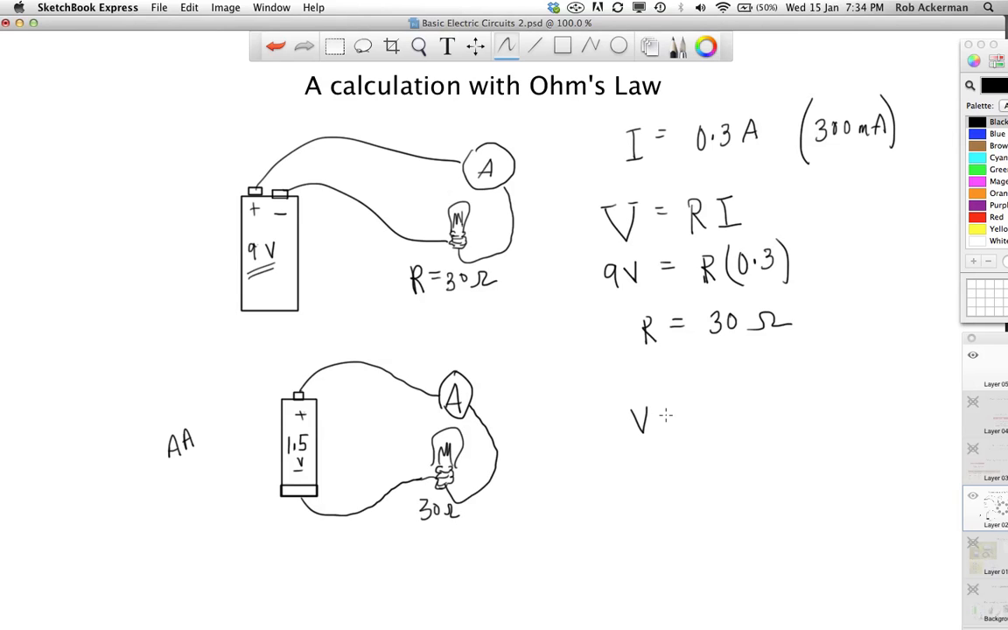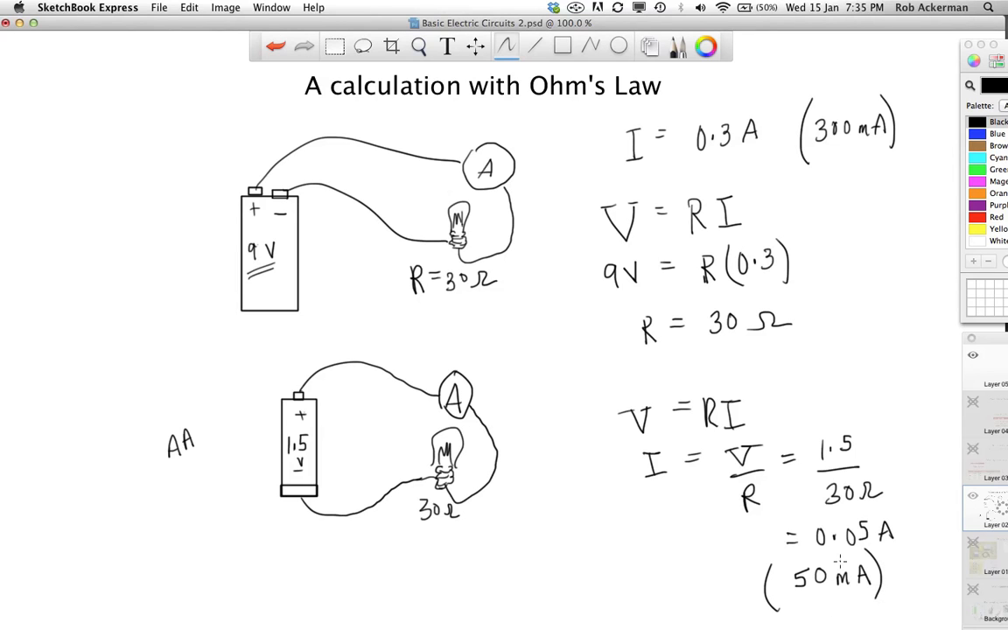Let's see. V equals RI, so I equals V over R, with my 1.5 volts divided by the 30 ohms. What do I get? 1.5 divided by 30 is in fact a much smaller number. This time I get 0.05 of an amp, which if you convert to milliamps, remember your metric prefixes, learn them folks, is 50 milliamps. So it's true. The same resistance resisting less electric potential will give you a lower current. Okay? And so there's a calculation comparison involving Ohm's law. Let's move on.